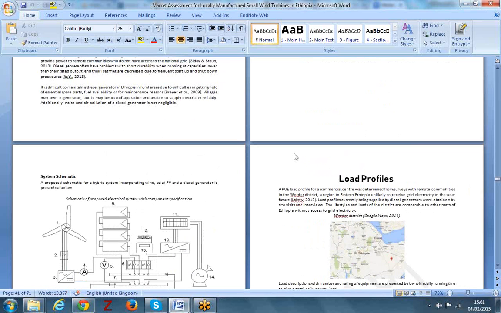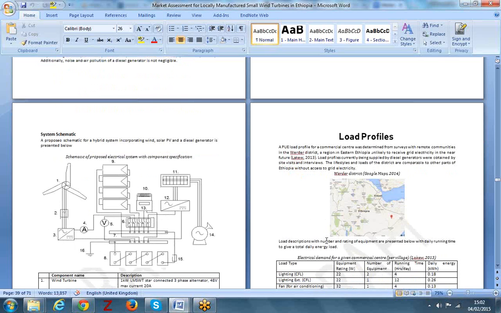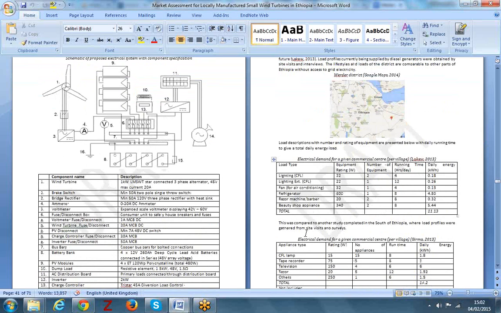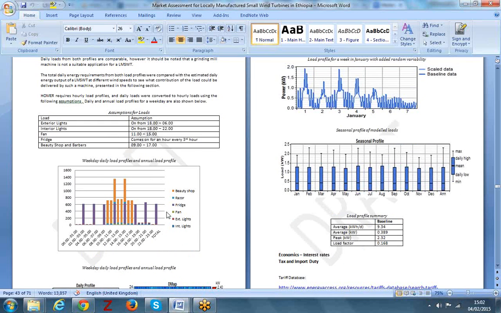So the other important input is the load profiles, and these were just researched online for productive uses of energy for a commercial centre that's using lighting, fan, refrigerator, a barber, and a beauty shop appliance, and we've got the load profiles here for when things are switched on and when things are switched off. And this is a typical shop, I suppose, so productive use of energy.